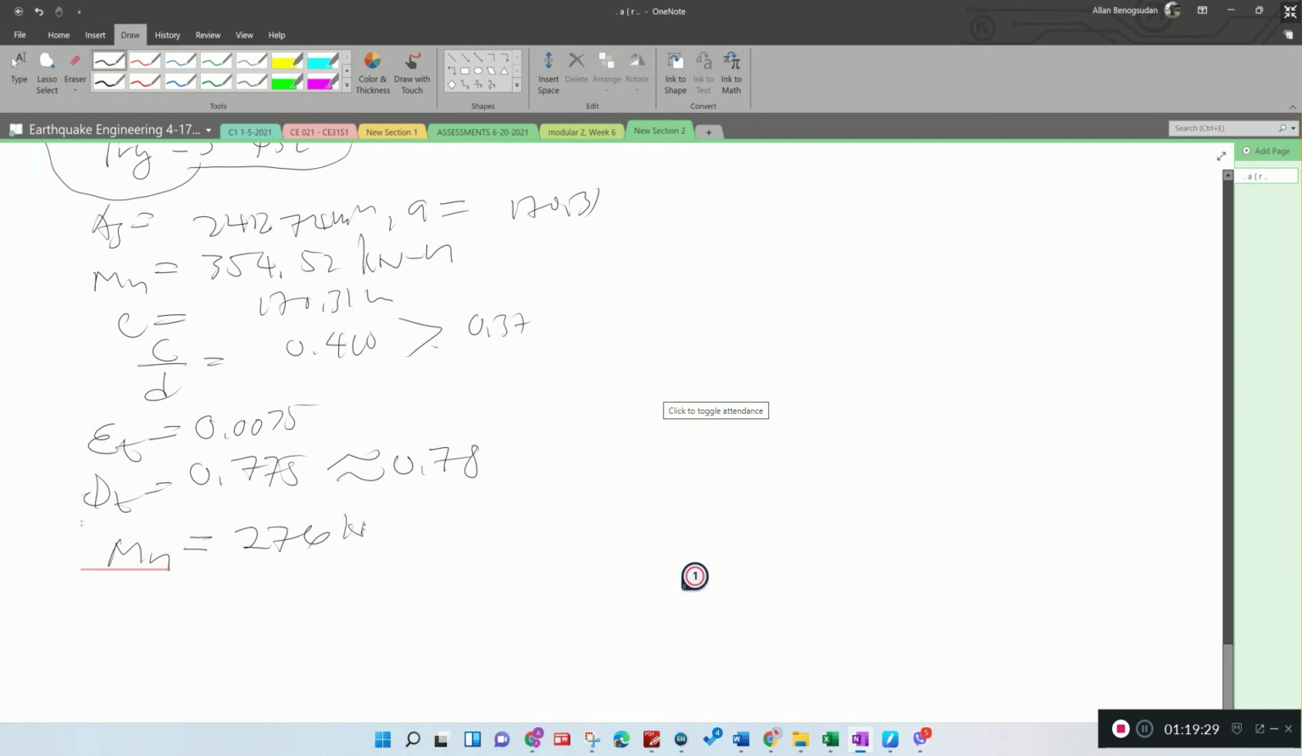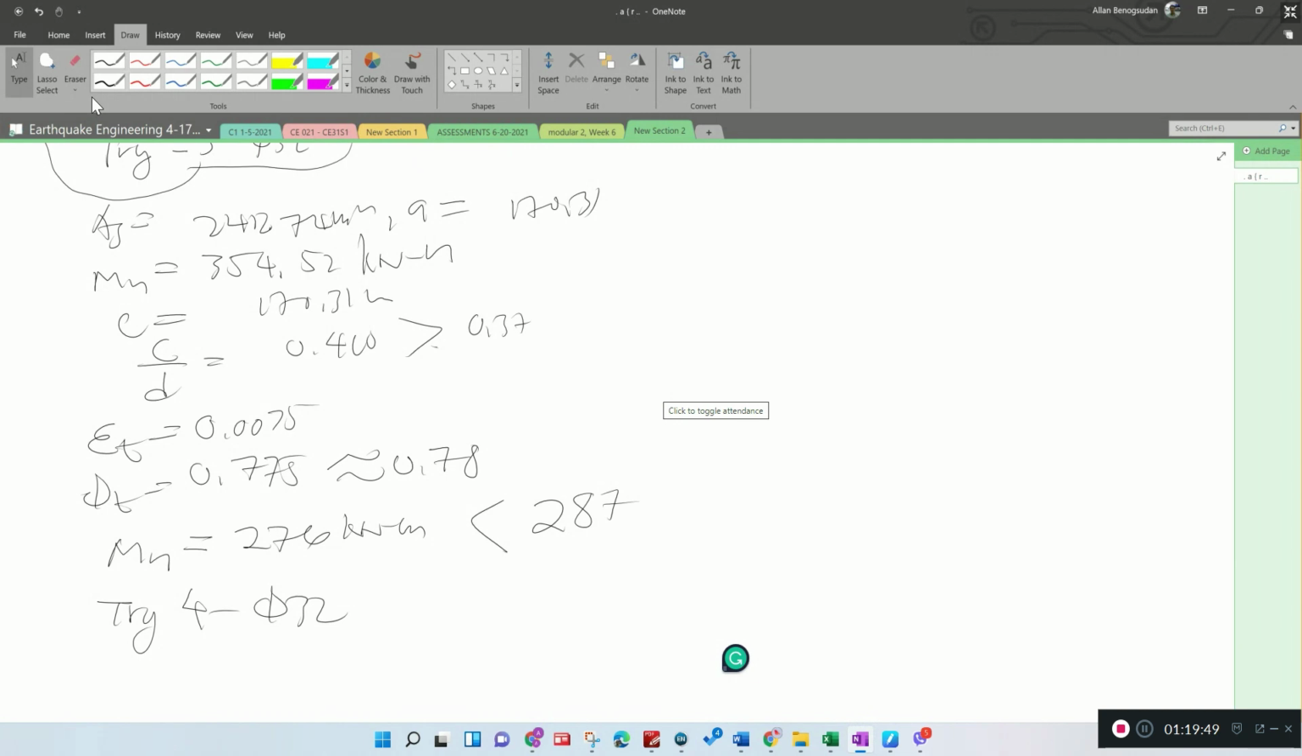276 kilonewton meter. But it's still low. 287. So, try again for 32. And when you do that, doing the same process, this is why I choose this one.